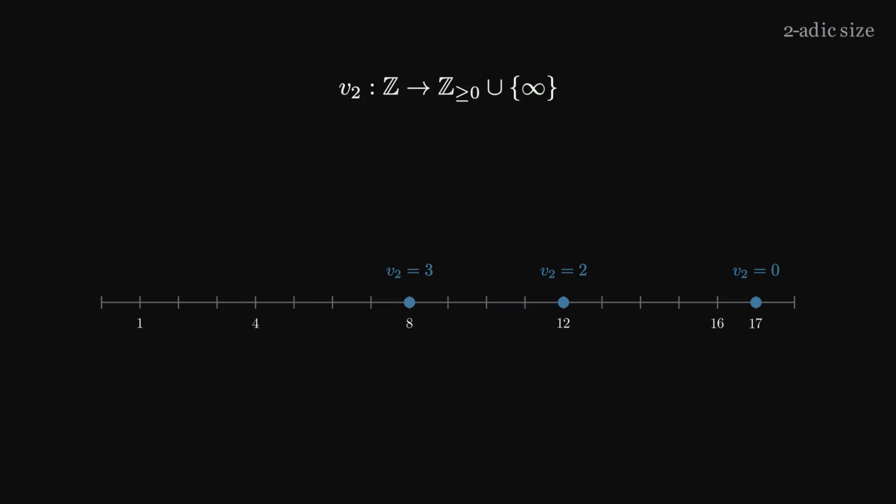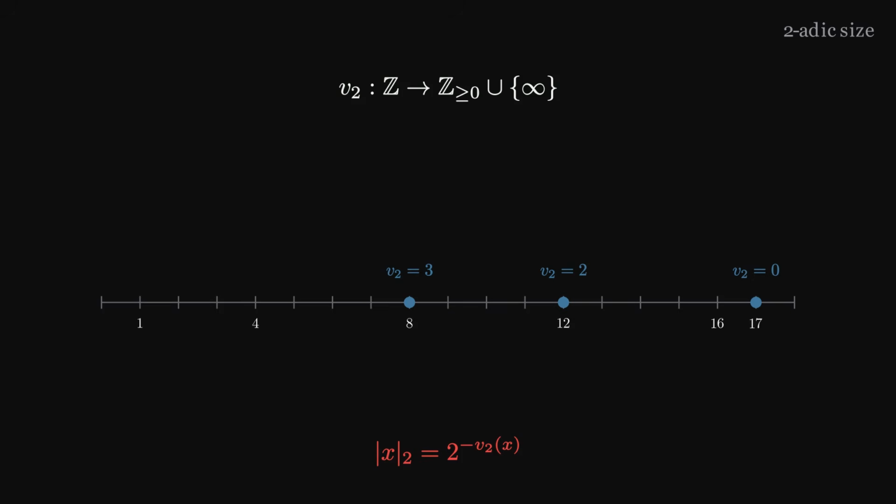We also define the 2-adic size, 2 to the minus valuation. Small valuation means big size. Big valuation means small size. So odd integers all have 2-adic size 1. 2 has 2-adic size 1/2. 4 has size 1/4. In this new geometry, highly even numbers are tiny.